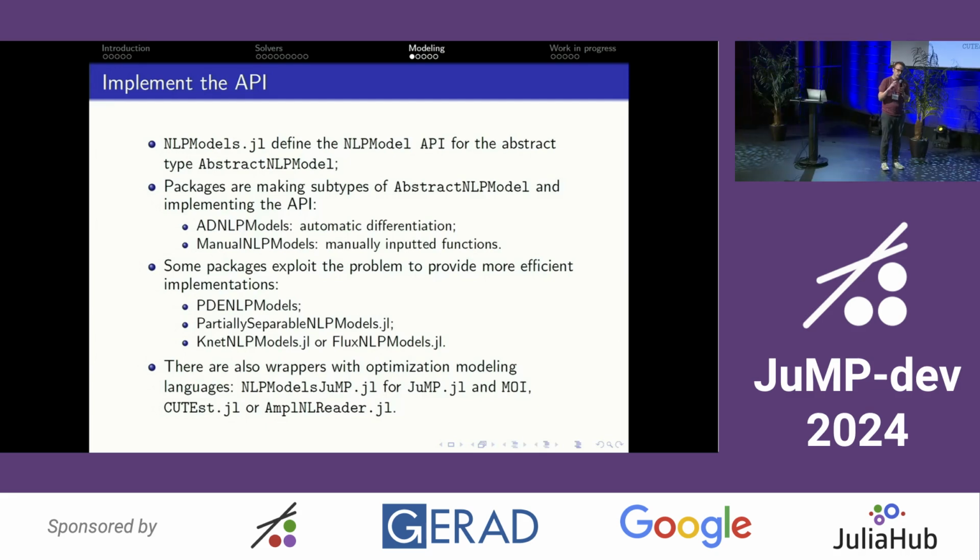So that's for the solver part. The modeling part, the NLPModel API, as I said, defines an abstract set of rules, but we also want to implement things. We have one package called ADNLPModels.jl that uses automatic differentiation to compute the derivatives of your problem. You can also use ManualNLPModels to feed the function and the derivatives yourself, and some other packages that exploit the structure of the problem.